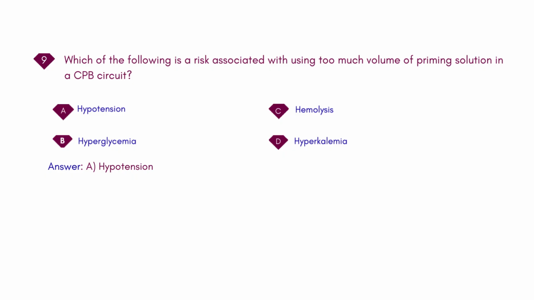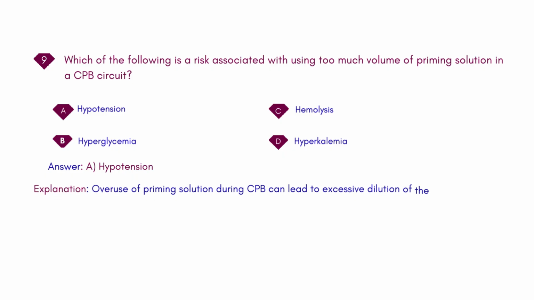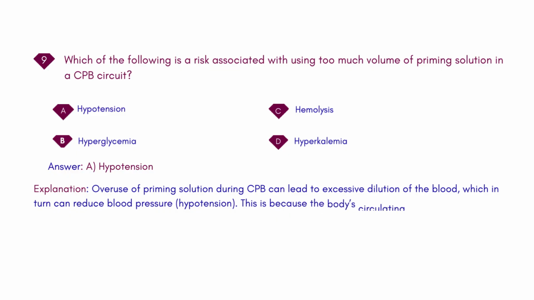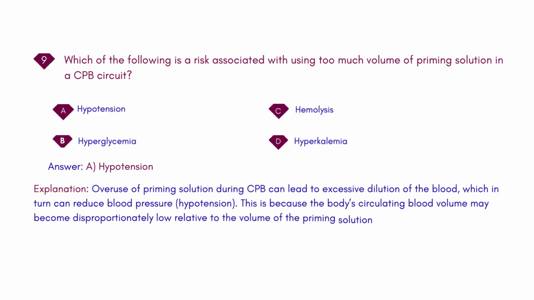Explanation: Overuse of priming solution during CPB can lead to excessive dilution of the blood, which in turn can reduce blood pressure, hypotension. This is because the body's circulating blood volume may become disproportionately low relative to the volume of the priming solution used, causing a decrease in perfusion and cardiovascular stability.